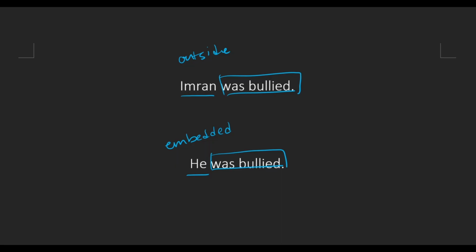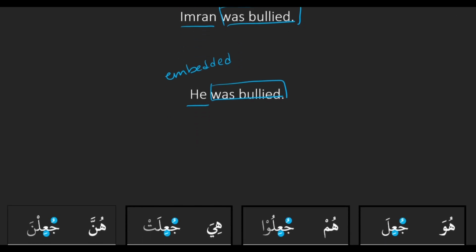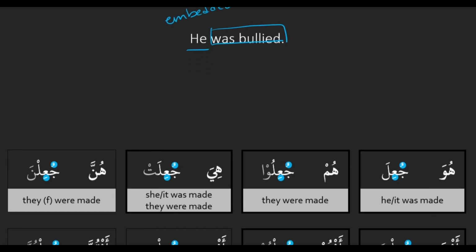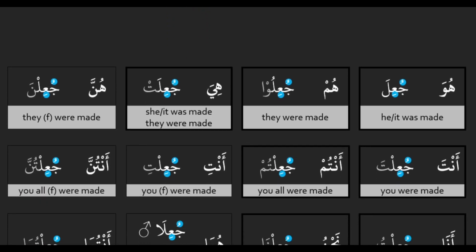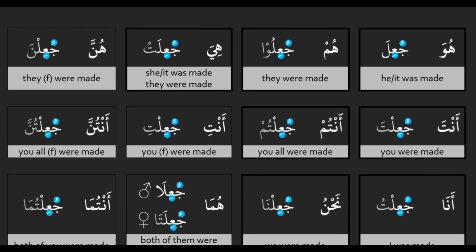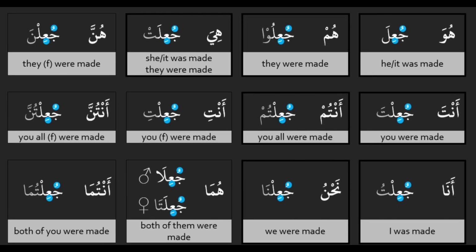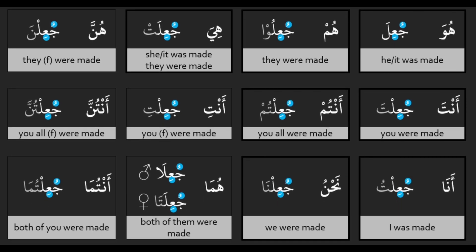Okay, so in Arabic, how did we recognize an embedded doer? The ending indicators, right? Remember that chart we learned? Right, so the good news for you is that passive actions also have the same exact indicators. So we're going to start with our past passive conjugation chart. And in the past tense, we would look at the ending indicators. So look at this chart for me. This is our past passive chart, and I want you to observe the indicators.